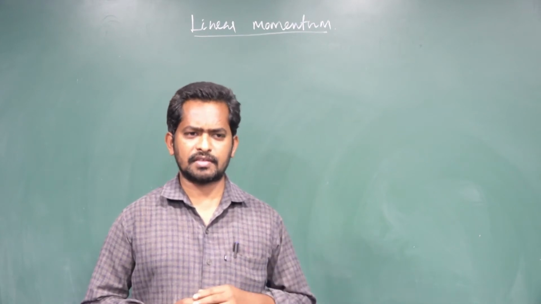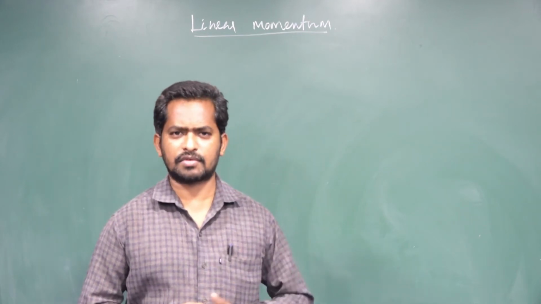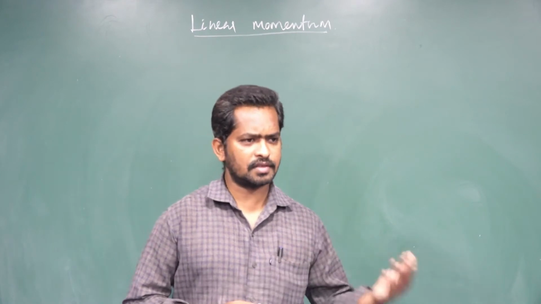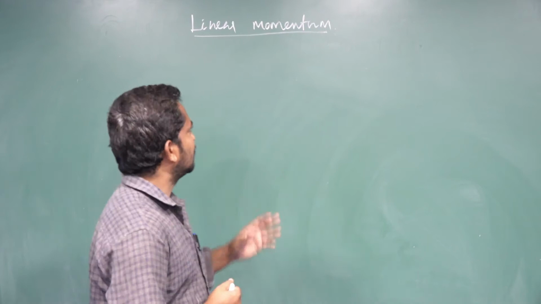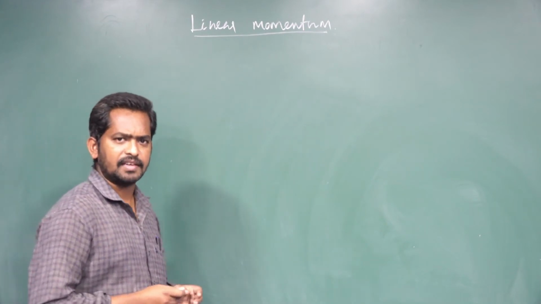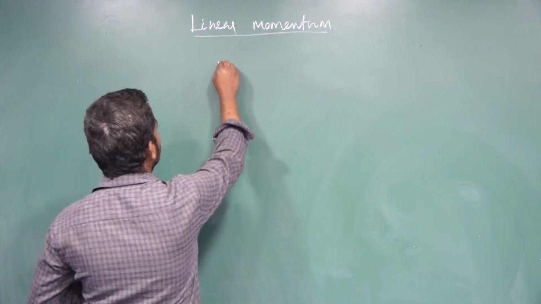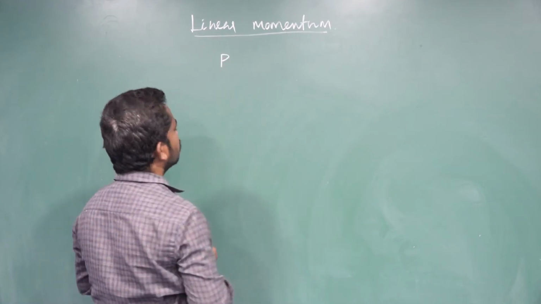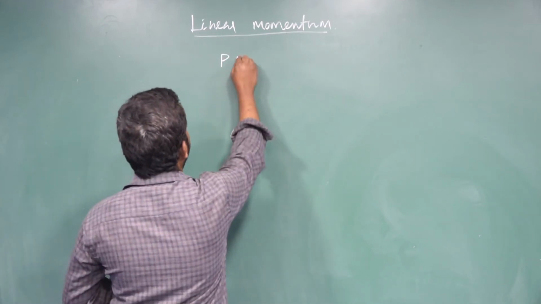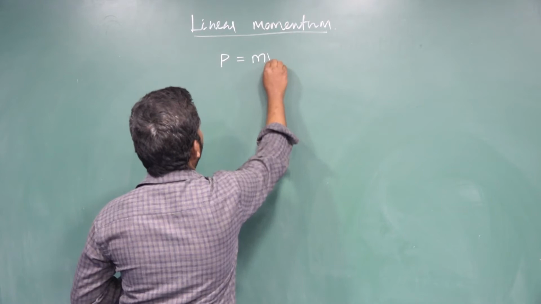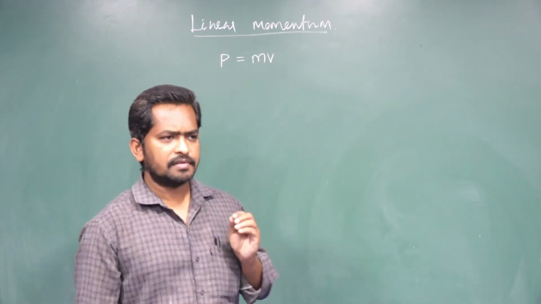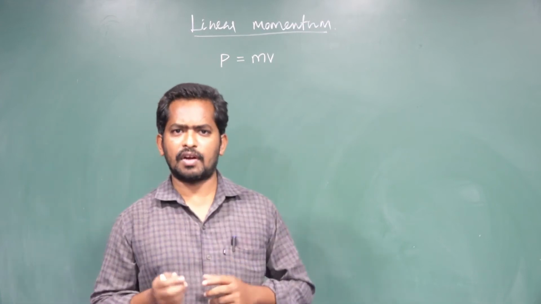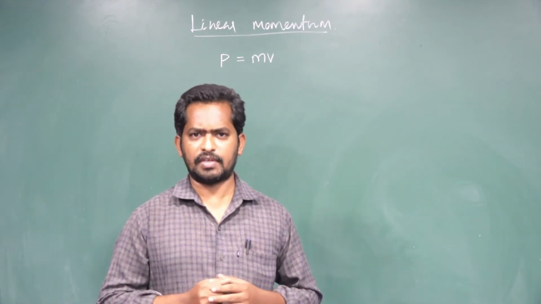If mass increases, impact of force also increases. If velocity increases, impact of force also increases. This is simply called linear momentum. The symbol of linear momentum is P, the product of mass and velocity. The product of mass and velocity is called momentum.